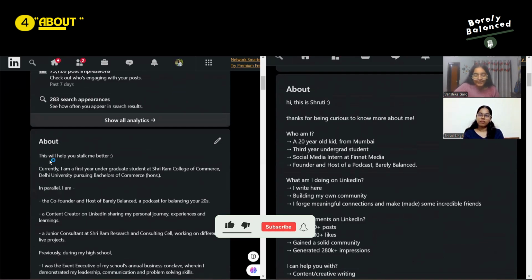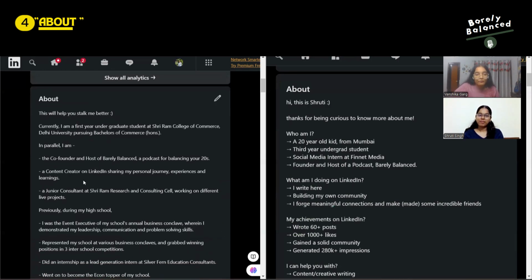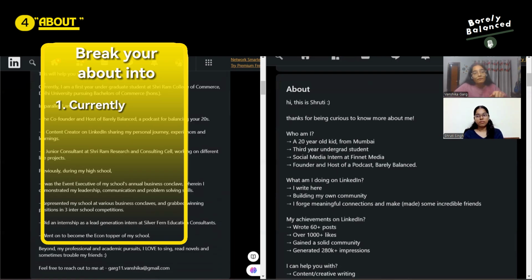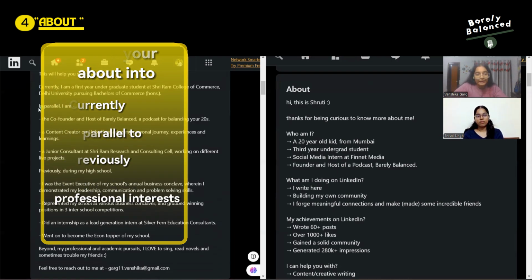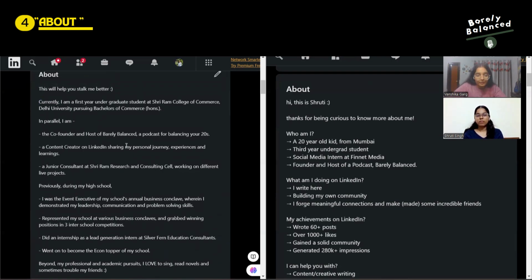So that is the reason that I've added a catchy hook to the about section. You add a catchy hook in the beginning, then you start off with, so now if you observe my about section, I have divided it into four sections. Firstly, it's currently, the things that I'm doing currently, then in parallel, then uske baad it's previously, and then additionally, beyond my professional and academic interests. So it's divided into four sections.